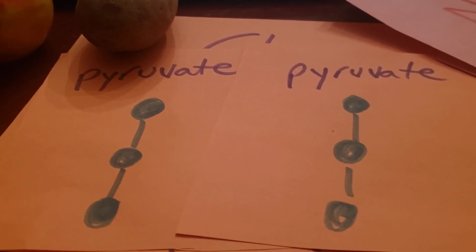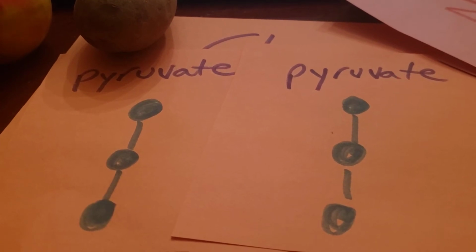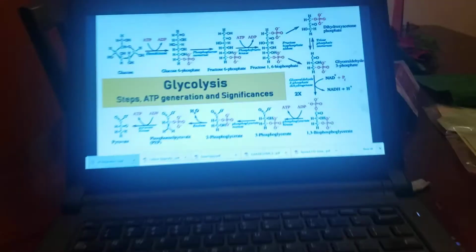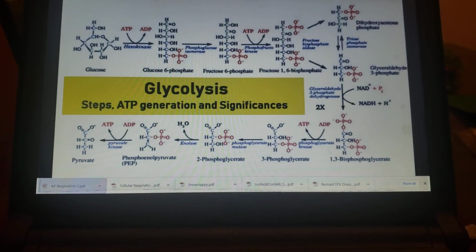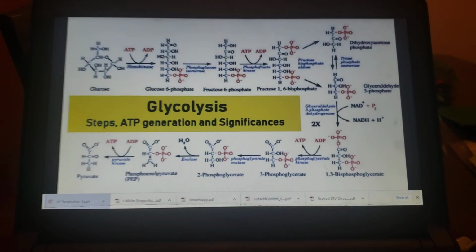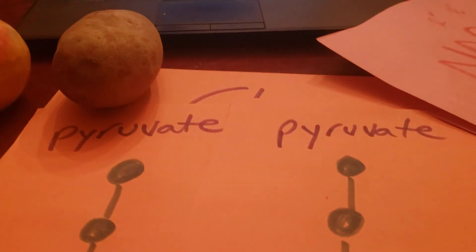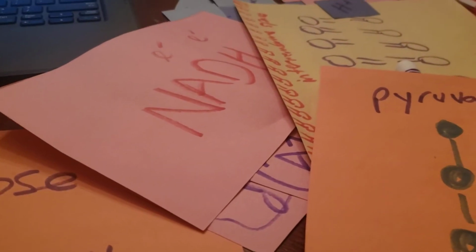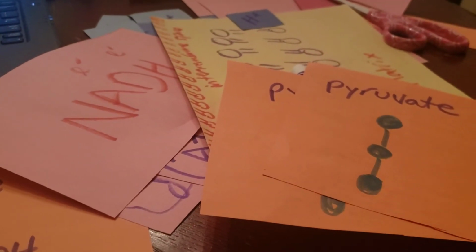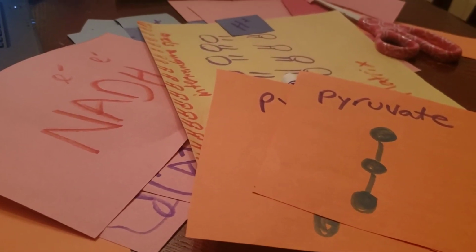But first, the question is, is there oxygen? If there is no oxygen, we are stuck here in glycolysis, and we will go through fermentation, lactic acid fermentation. If there is oxygen, then the pyruvates may cross the membrane. Oh, remember there are 2 membranes. We'll cross the outer membrane. Pyruvate 1, pyruvate 2. And you will see in the next one what happens to our friend pyruvate.